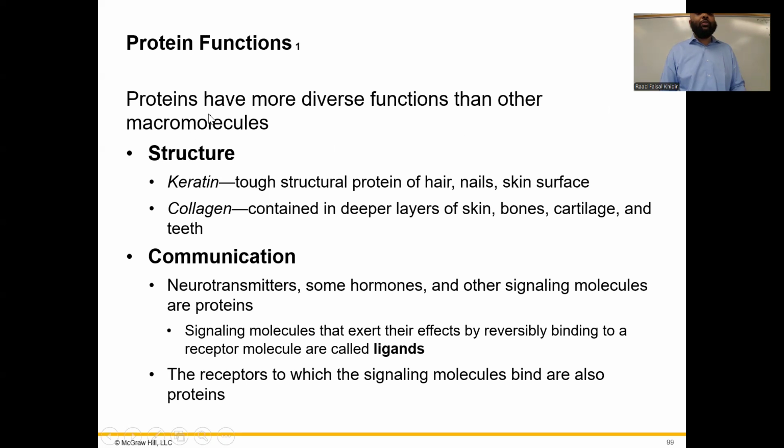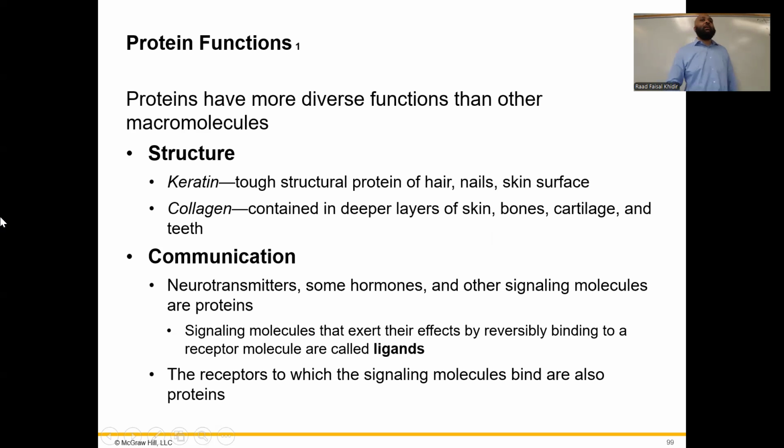Proteins have more diverse functions than other macromolecules. We said that proteins are structural proteins like keratin, a tough structural protein for the hair and the nails. And then there is collagen. Collagen is found in the deeper layers of the skin, the bones, the cartilage, and the teeth. So that's a structural protein.